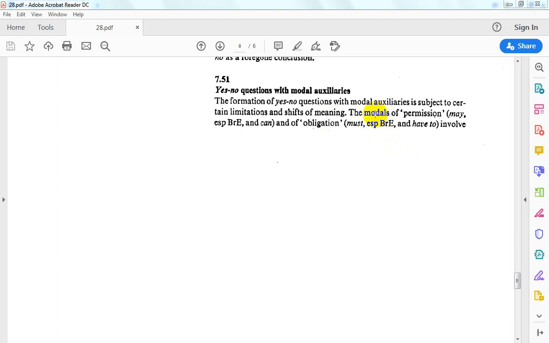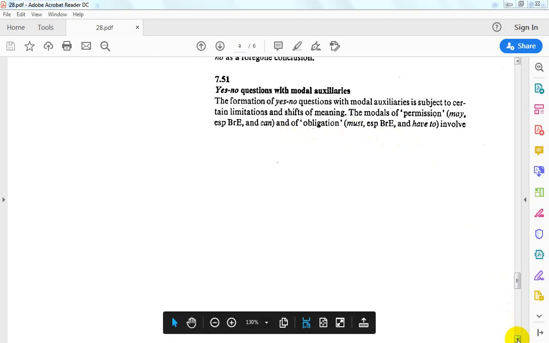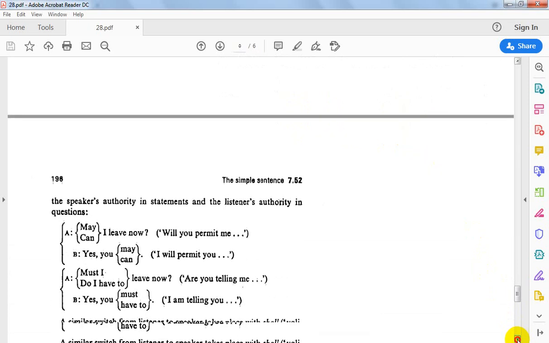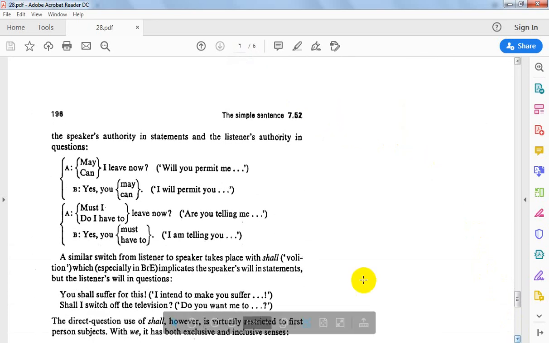The modals of permission, which are may and can. And the modals of obligation, I have must and have to. Involve what? Involve the speaker's authority in a statement. The speaker's authority in a statement. I mean if you have a normal sentence starting with the subject followed by the predicate, for example, when I say, you may borrow my car.